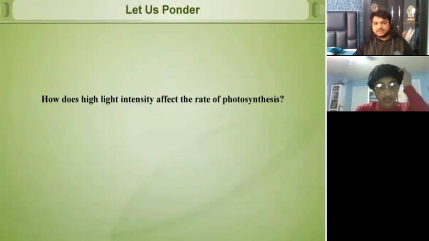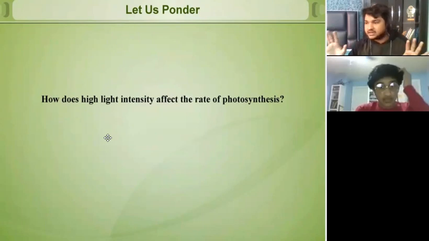Now you have to see how high intensity affects the rate of photosynthesis. Whenever the light intensity is good enough, then of course the photosynthesis rate is increasing. But if intensity becomes very high, then chlorophyll may deteriorate. Chlorophyll will not work.